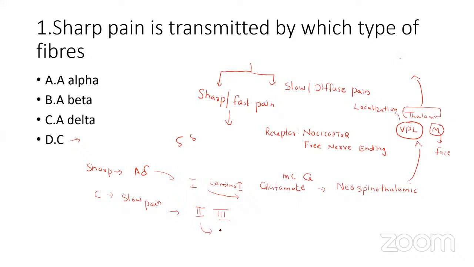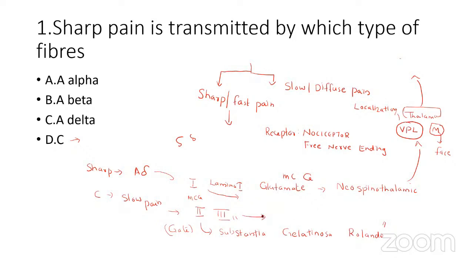Here, lamina 2 is very important. Lamina 2 is also known as the gate. We will discuss it while we discuss the gate control theory of pain. Gate is located in which lamina? Another MCQ. It is located in lamina 2 of spinal cord. It is also known as substantia gelatinosa of Rolando. It's another important MCQ. Substantia gelatinosa of Rolando is the gate.